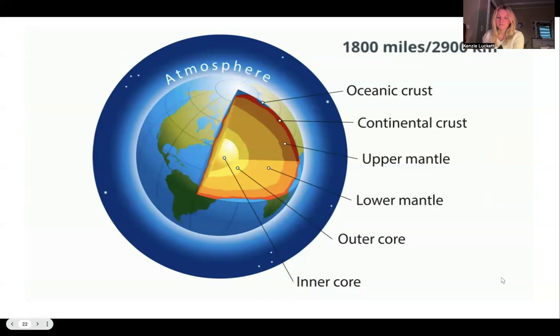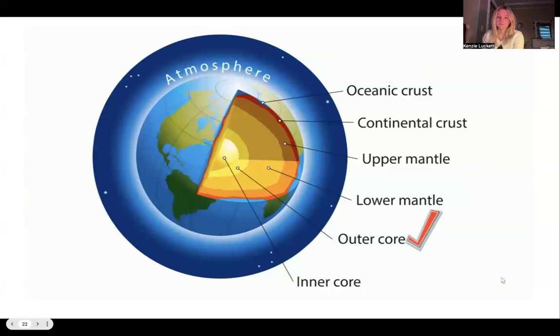The core extends from below the mantle to the center of the Earth. Scientists believe the core is made mostly of iron and nickel. The core is the densest layer and makes up about 1/3 of the Earth's mass. The outer core is composed mostly of iron and nickel, with metals found in liquid form.